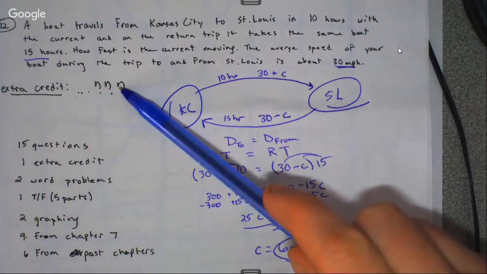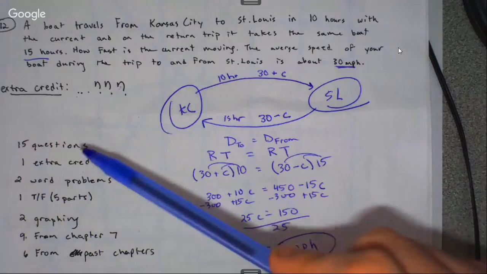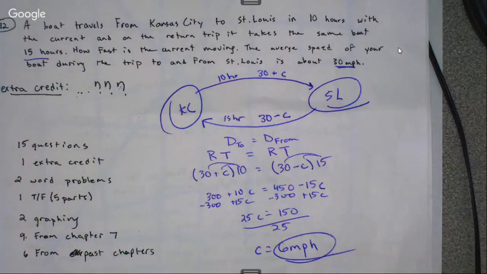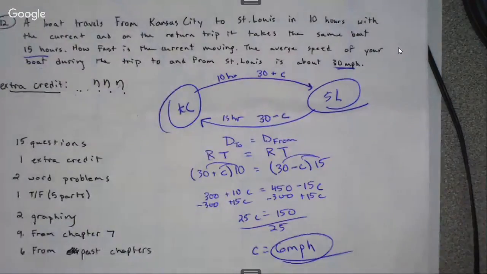So there might be an extra credit question on there. 15 questions, 2 word problems, 1 true false, and then there's 5 parts to that true false. Graphing, 9 from chapter 7 and 6 from past chapters is kind of how your test will break down. So yeah, if you got questions, please let me know.